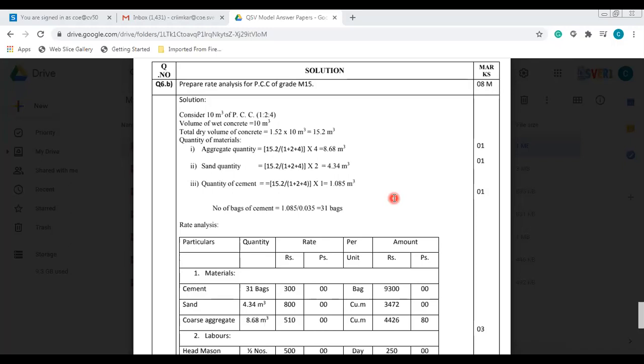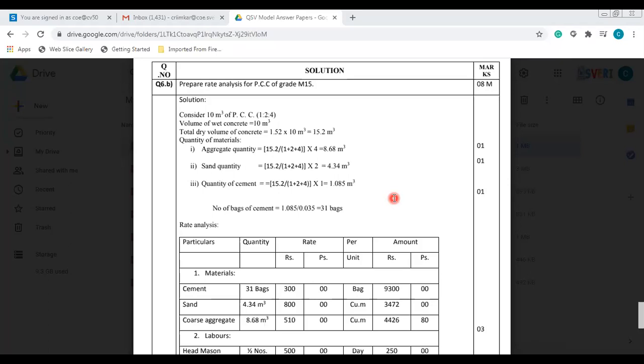And now we have to prepare the rate analysis for the same. What is the first step? The first step in solving such a problem is to consider the quantity of the PCC. If in the problem they haven't mentioned whether to prepare the rate analysis for PCC of M15 grade for 1 meter cube, 10 meter cube, 100, 1000, or so on, and haven't mentioned the quantity, then in that case you have to assume that quantity.